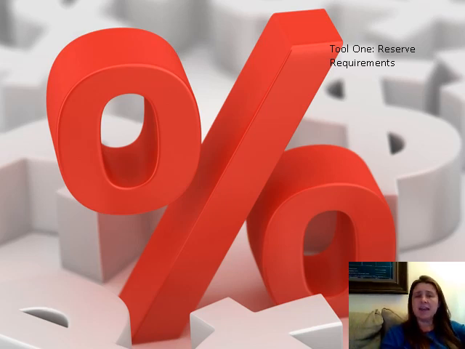So imagine then that a typical bank has a 10% reserve requirement. Now, let's just imagine that the bank has $1 million in deposits, all right? And that means that they have $100,000 in reserves, right? 10% of $1 million. So they've got $100,000 in reserves.